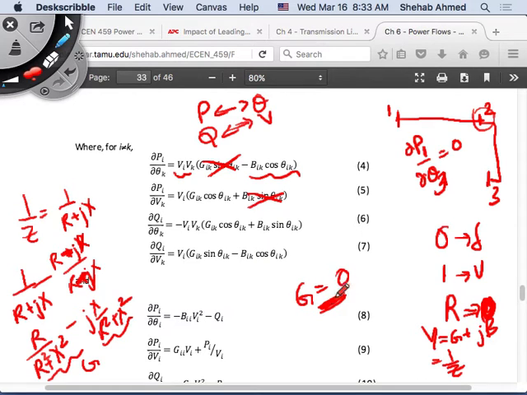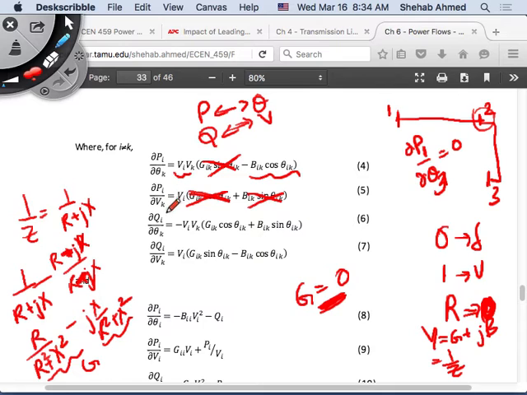The g's. The r is 0, so that means the g is 0. This is the rectangular form. So that means this is also 0. So what does this tell us? It tells us that the relationship between power, changes in power and changes in voltage is not very significant in a system where these conditions apply.